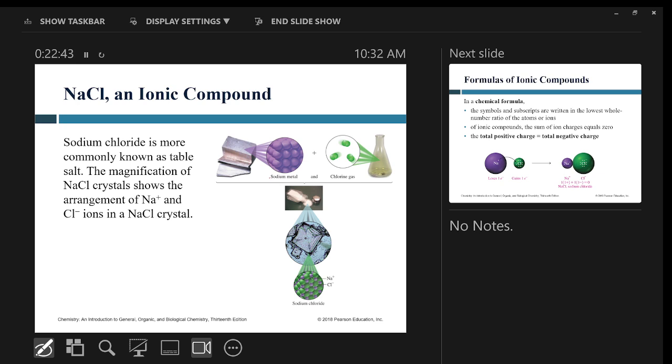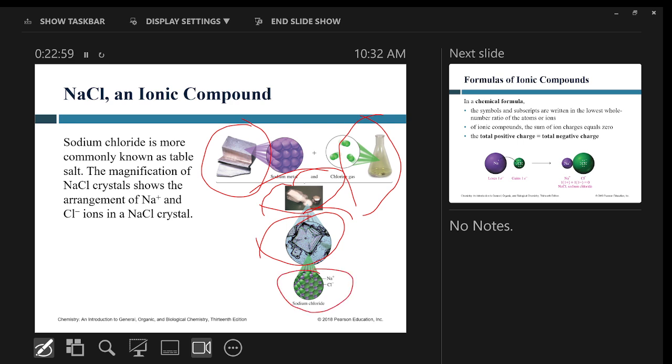So this is sodium and chloride, by the way. This is the sodium metal right here. This is the chlorine gas right here. If you were to combine those, you can make sodium chloride. And that is an ionic compound, which is held together because you have positive and negatively charged ions grouping together.